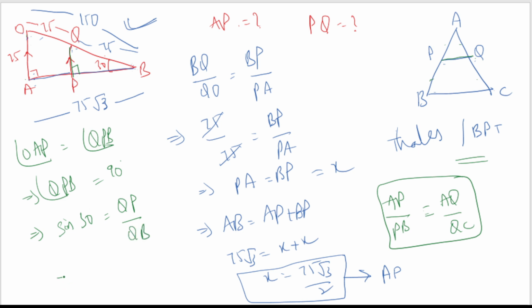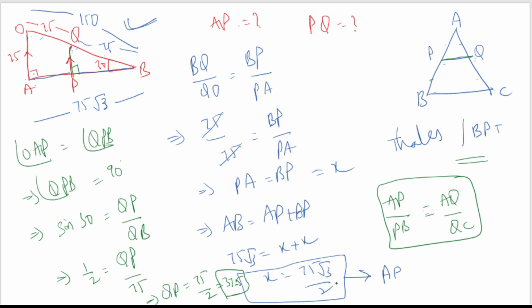It is QB. Sine 30 is 1 by 2, equal to QP divided by QB, which is 75. So here QP is equal to 75 divided by 2. It is 37.5 centimeters. We got the QP value as 37.5 centimeters and the AP value as 75 root 3 by 2 centimeters.